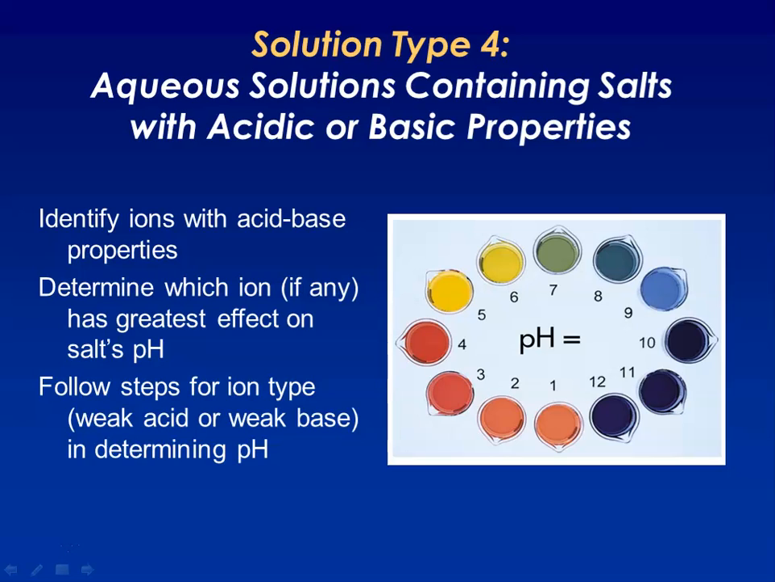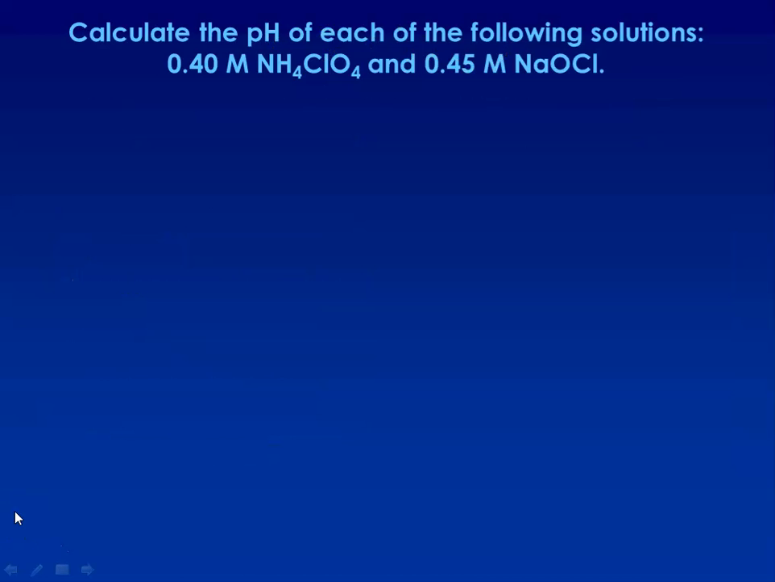So if they're neutral salts, their pH is going to be 7. If they are a strong acid, you already know how to take care of it. If it's a strong base, you already know how to take care of it. However, if the ion making up the salt is weakly acidic or weakly basic, we'll have to use our Ka expressions to calculate pH. So I've got two examples for you.